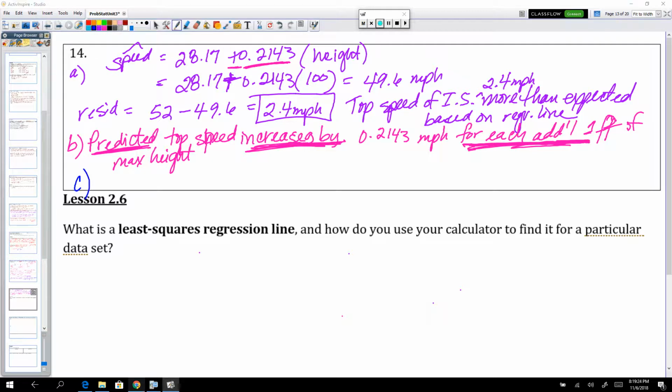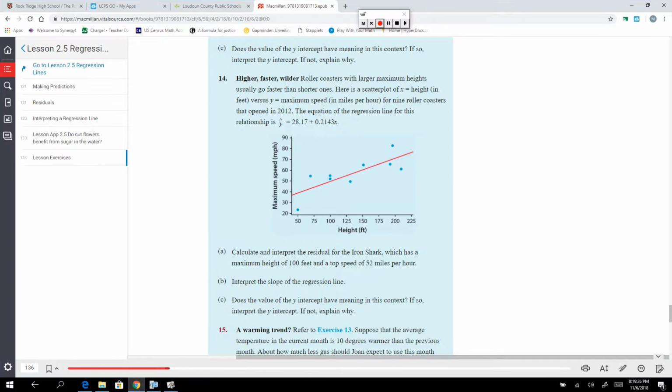Let's take a look at part C. Does the value of the y-intercept have meaning in this context? If so, interpret the y-intercept. If not, explain why. So you'll see this question a lot as well. What does it mean to have a y-intercept of 28.17? Remember, y-intercept is when x equals 0. Input equals 0. In this scenario, that means the roller coaster height is 0. Wait a second. How can you have a speed when you have a roller coaster height of 0?